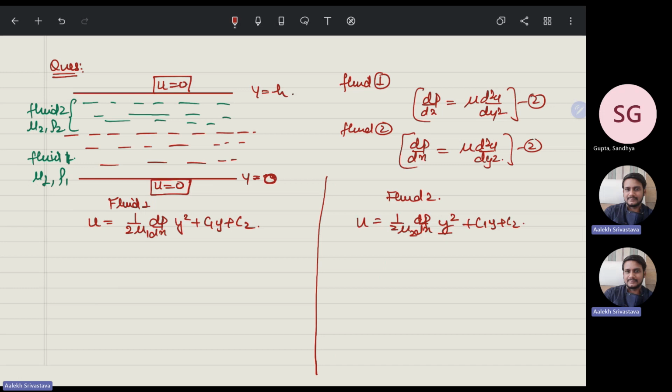Now the first boundary condition is at y equal to 0, u equal to 0. So that means c2 is equal to 0. We can just put y equal to 0. That means c2 is equal to 0. Here at y is equal to h, your u is equal to 0.